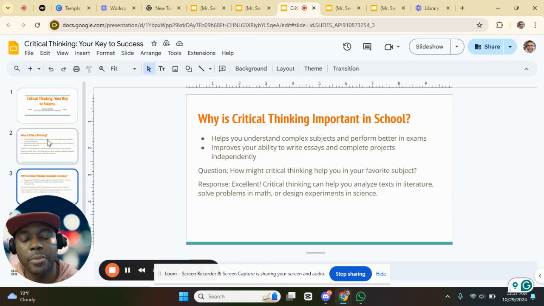Why is this important, specifically in school? Well, if you can use that knowledge, it will help you to understand complex subjects. For example, if you're taking a test that involves math, which can be a little tricky for some people, it can help you to understand how to solve certain problems, right? It can improve the ability to write essays and complex projects and things like that.